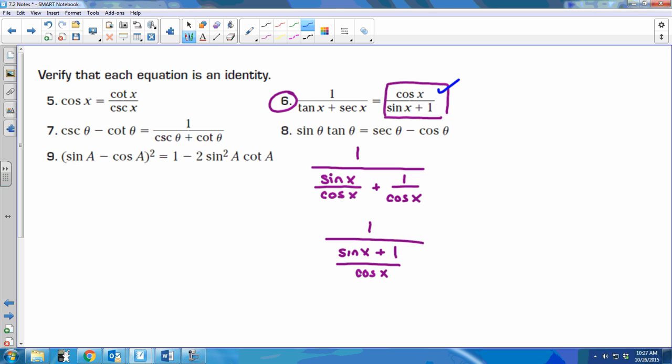If you're dividing fractions, again, you multiply by the reciprocal. So we're going to have 1 times cosine x over sine x plus 1. If you have 1 times something, it's just itself. So we just get cosine x over sine x plus 1, which is what we wanted on the other side. So that one's just a matter of rewriting the pieces and then doing some algebra steps.